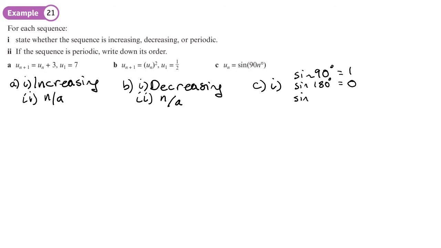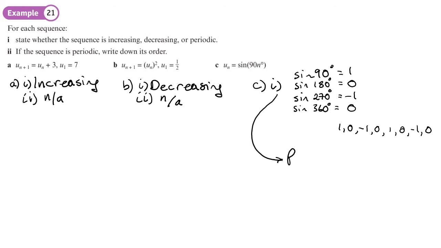Another 90, sine 180 is 0, and then sine 270, so this is 3 times 90, that's going to be -1. Sine 360 is going to be 0 again. And then we're going to get back to 1. So this is a cycle that goes 1, 0, -1, 0, 1, 0, -1, 0. So this is periodic.